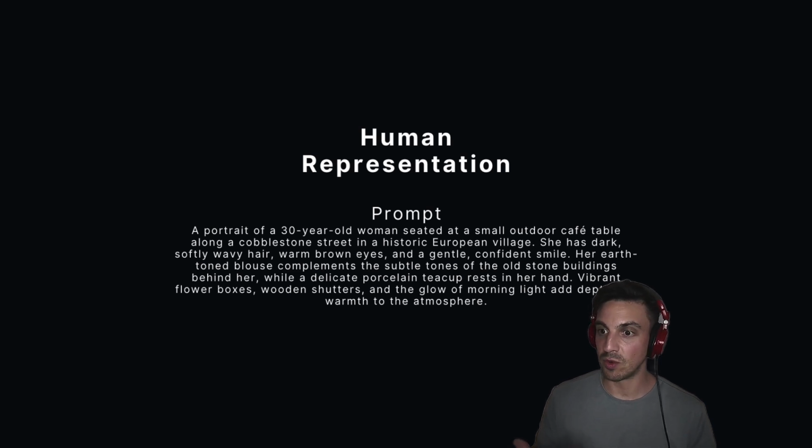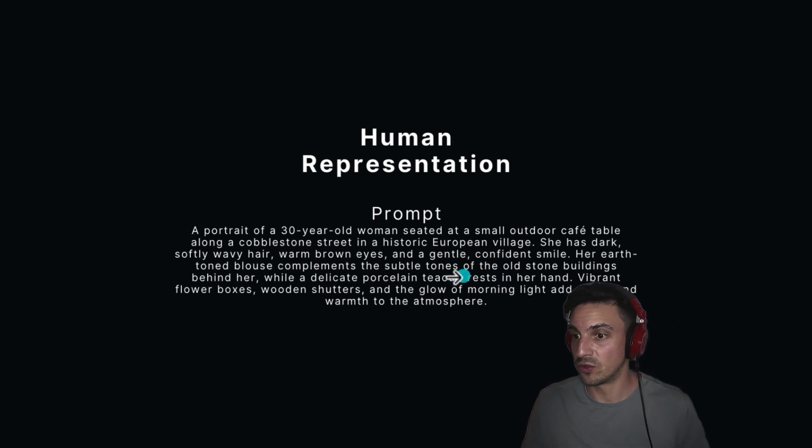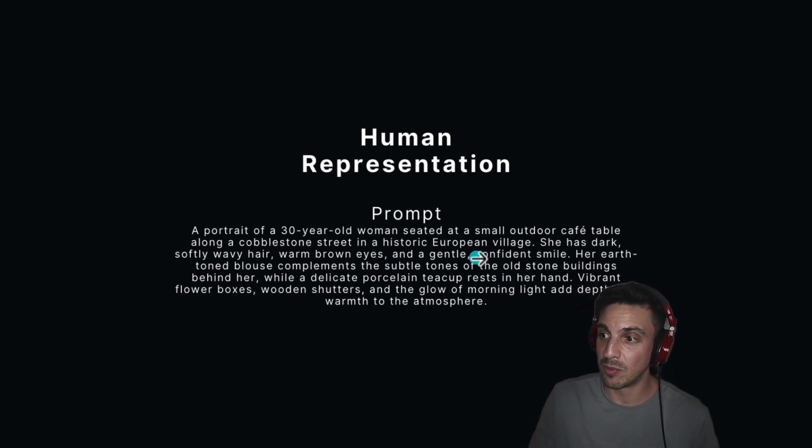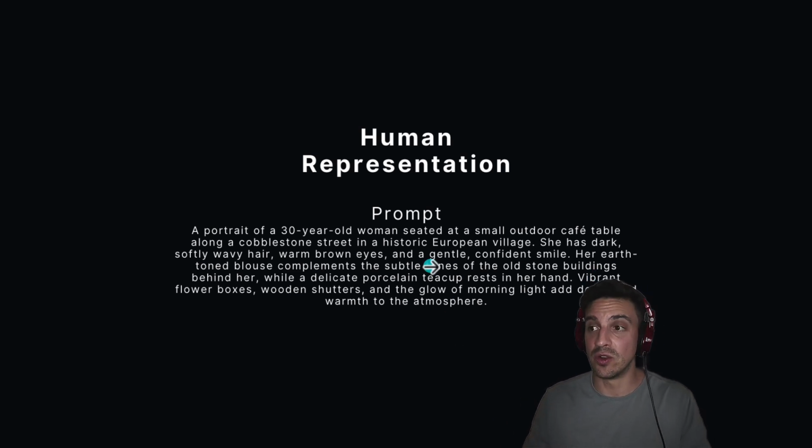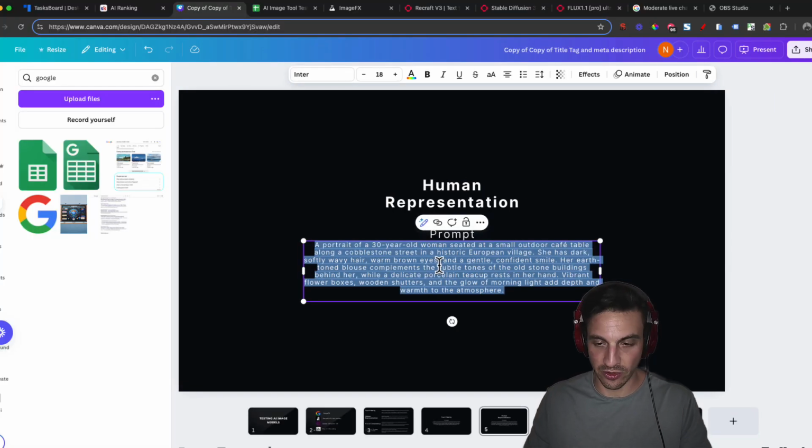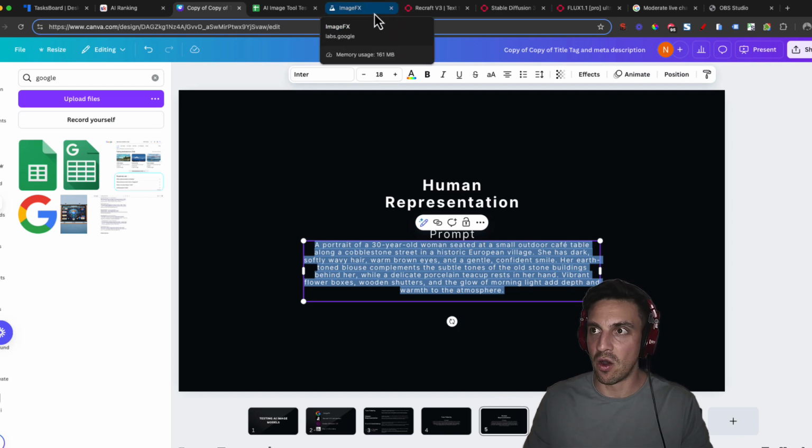And then we have what she's wearing. Her earth tone blouse components are subtle tones of the old stone buildings behind her. A white delicate porcelain teacup rests in her hand. So we'll be able to see here how good the hand representation is, which for a lot of models tends to be a bit of an issue.